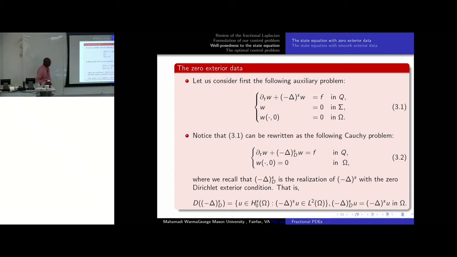Then if we define this operator, we can transform this parabolic system to an abstract Cauchy problem. Why do we do that? Because we know easily how to solve a Cauchy problem. We have all the tools to solve a Cauchy problem. Then let's see what is the solution of that Cauchy problem.